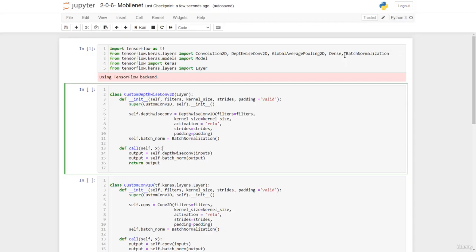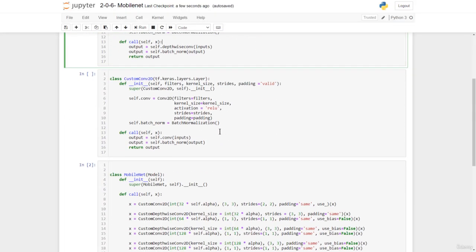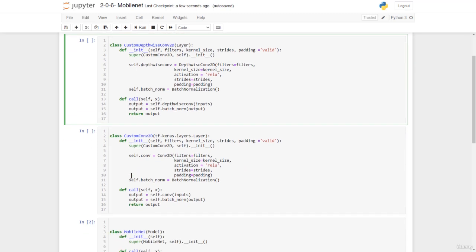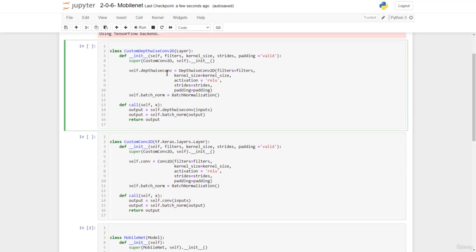So let's build a simple MobileNet. Before doing this, we have our custom layers. That's the custom depth-wise Conv2D and the custom Conv2D. This custom depth-wise Conv2D is made of the depth-wise separable layer, and this is made of the conv layer we know already. With the depth-wise separable layer, we don't actually need to mention the number of filters, so we'll take that off, whereas here we mention the number of filters.